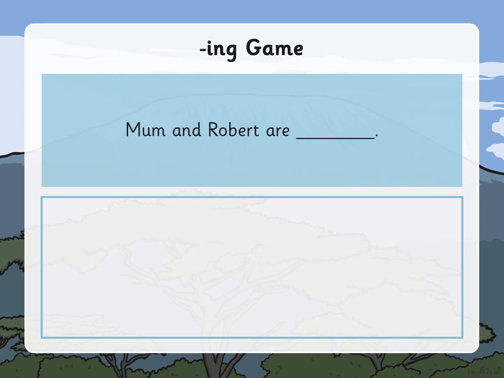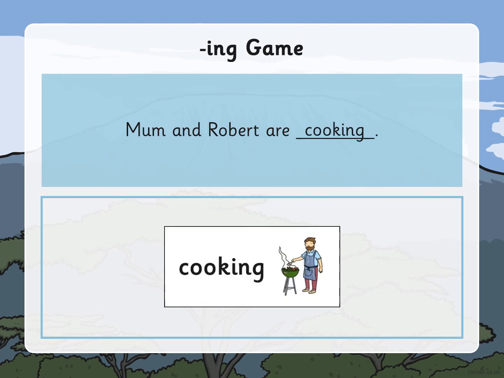Mum and Robert are something. Now there's lots of possible answers for this one, but try and think of a verb that has the ing suffix. Pause the video here. Right, let's have a look and see if your answer matches my answer. Mum and Robert are cooking, something that I hope lots of you have been doing over this lockdown.